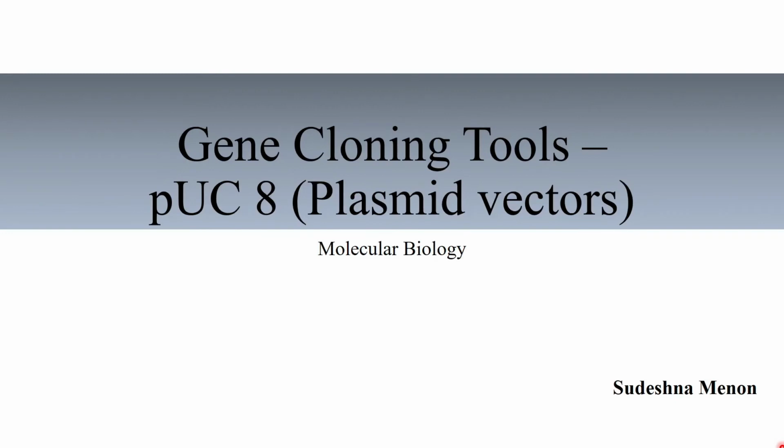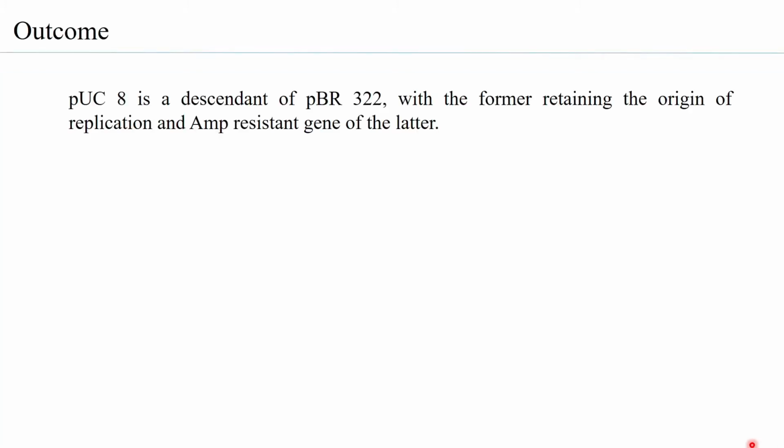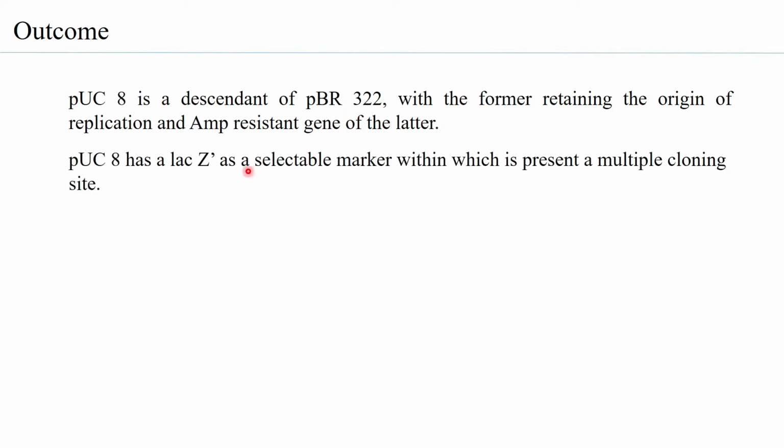Gene cloning tools: pUC8 as a plasmid vector. So let us look at the learning outcomes of this session. pUC8 is a descendant of pBR322. This was one of the first plasmid vectors that was constructed, and pUC8 retains the origin of replication and ampicillin resistance gene of pBR322.